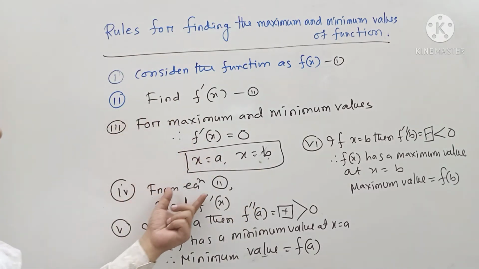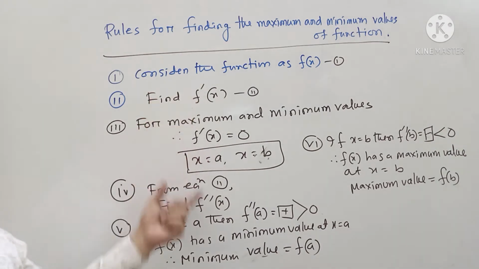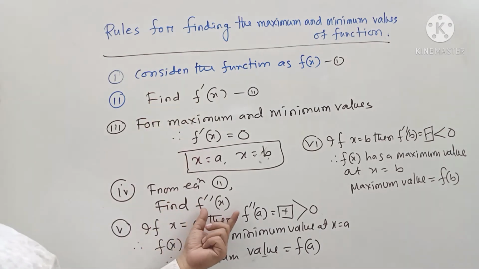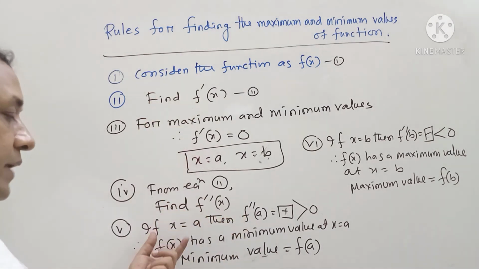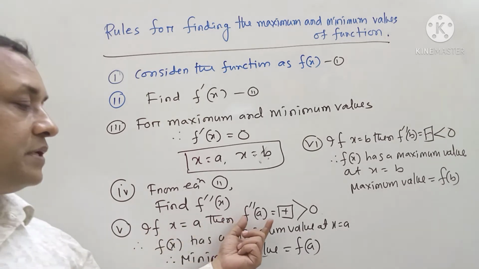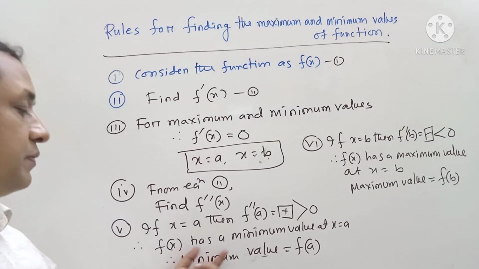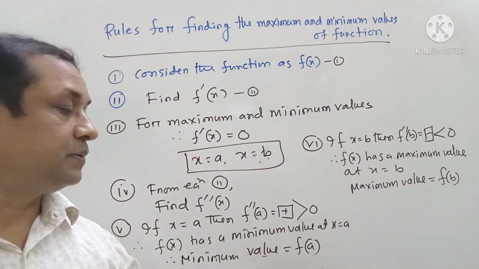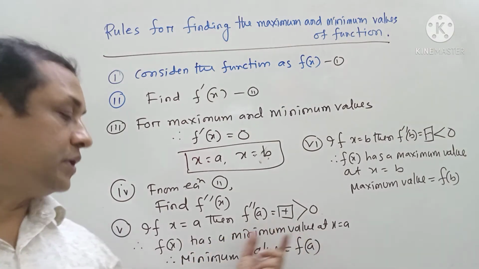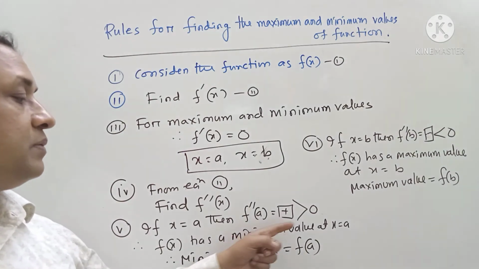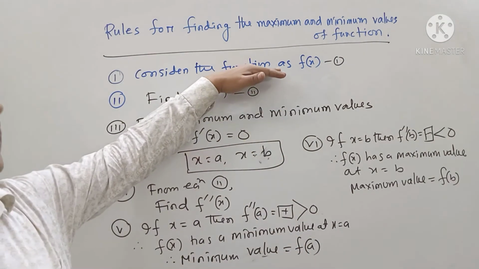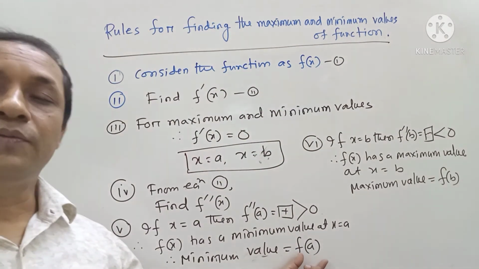Again from equation 2, differentiate again and find f double prime x. If x equals a, then f double prime a is positive, greater than 0. So f of x has a minimum value at x equals a. So the required minimum value, putting the value of x equals a in equation 1, is f of a.